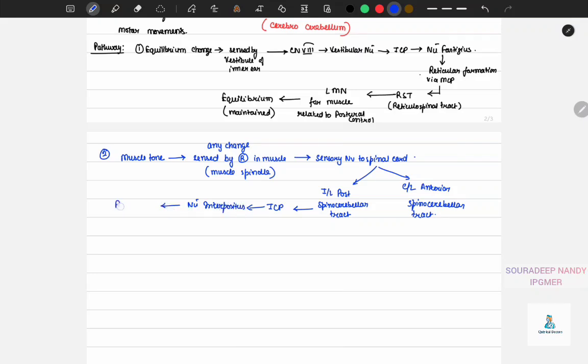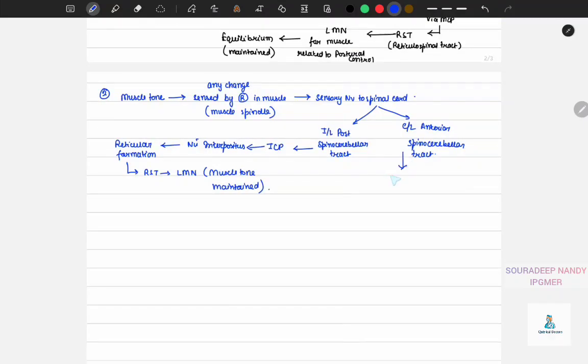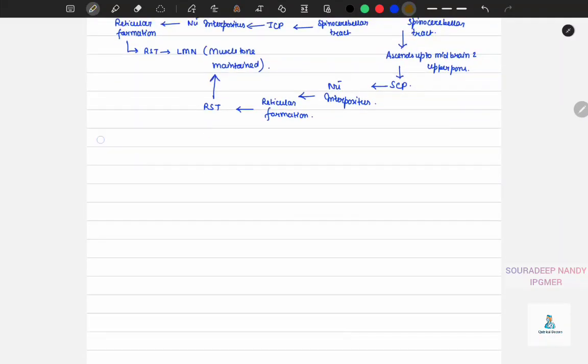Then the anterior spinocerebellar tract ascends up to the midbrain and upper pons, superior cerebellar peduncle, nucleus interpositus, reticular formation, reticulospinal tract, and lower motor neuron.